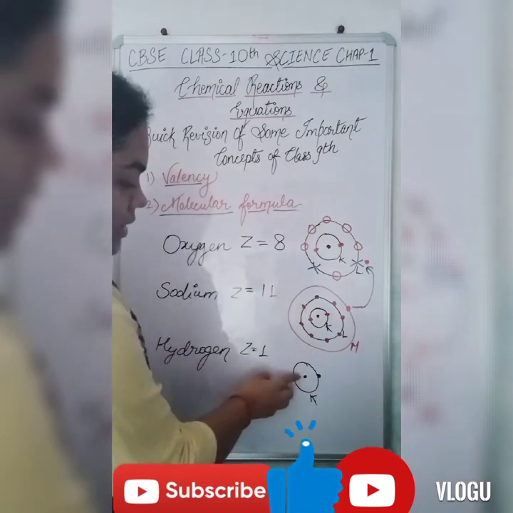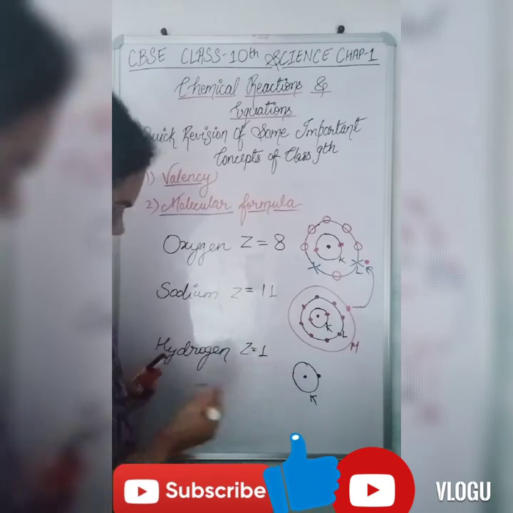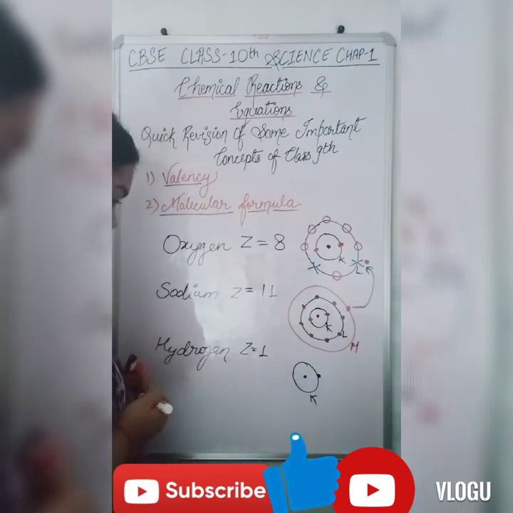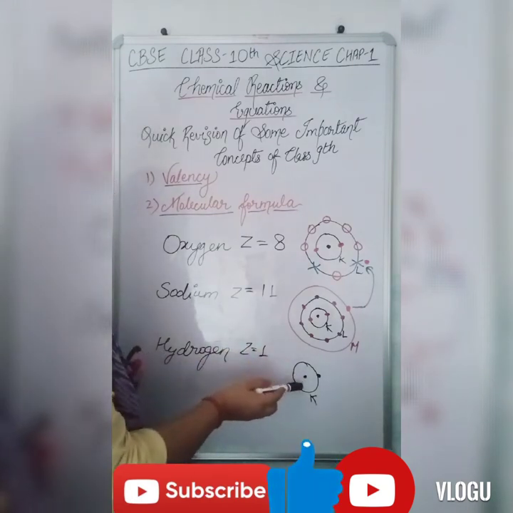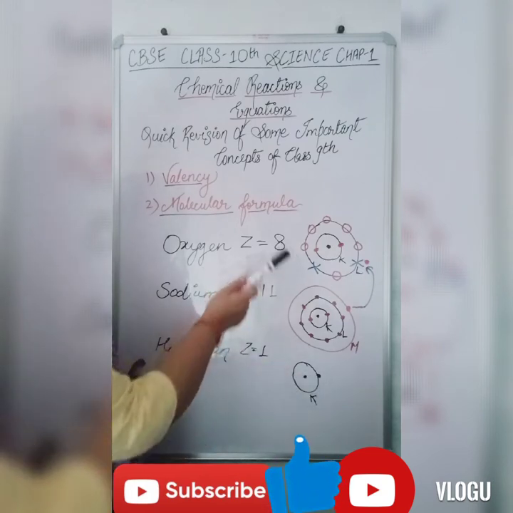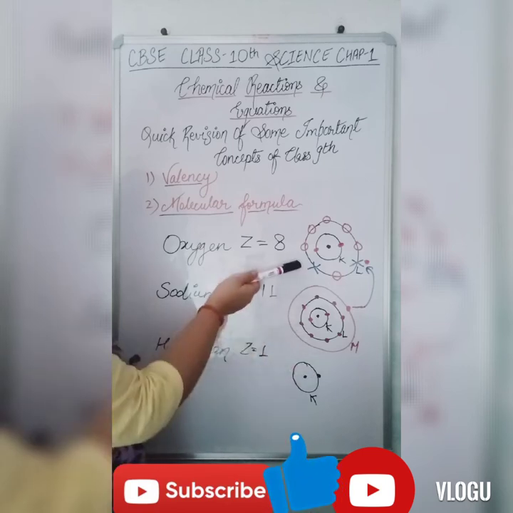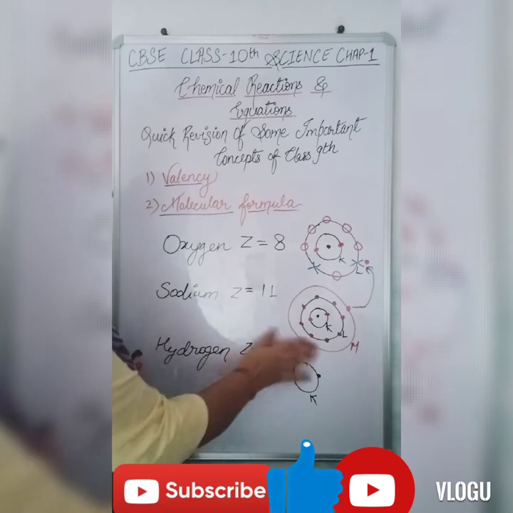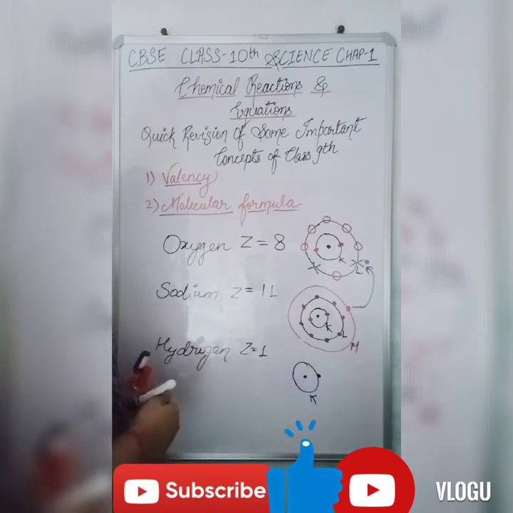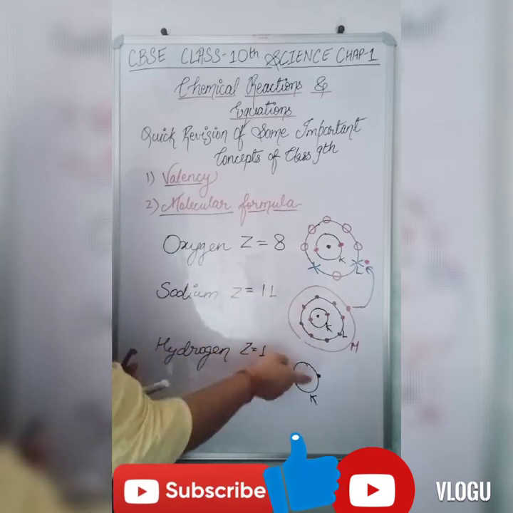Okay, but right now hydrogen is in this position. So what will hydrogen do? Hydrogen will not completely give this electron to oxygen, because if it gives this electron completely to oxygen, it will lose its existence. So what will it do? It will actually share the electron with oxygen.